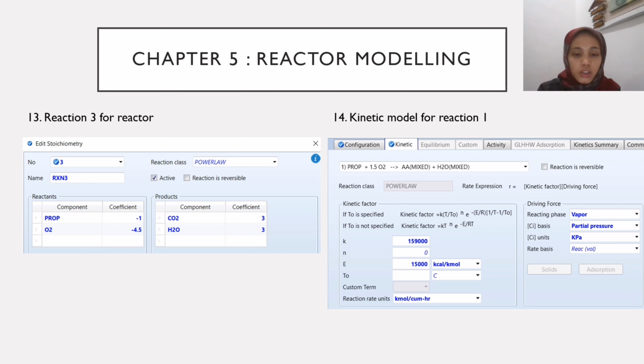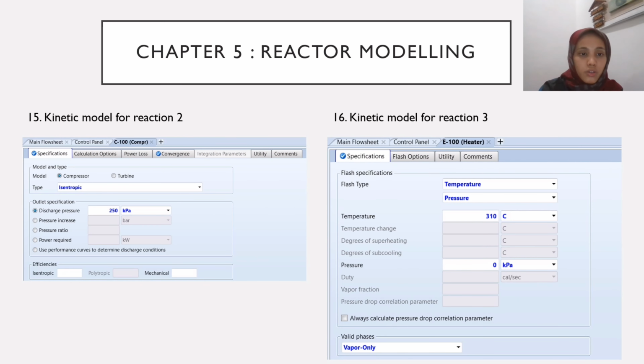The kinetic model for reaction 1: the K value is 15,159,000 and the energy is 15,000 kcal per kmol. For the kinetic model for reaction 2, the value of K is 883,000 and the energy is 20,000 kcal per kmol. And for the kinetic model for reaction 3, the value of K is 1.81 exponent 8 and the energy is 25,000 kcal per kmol.